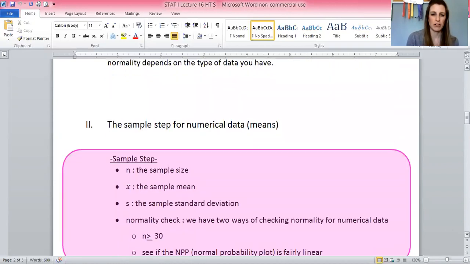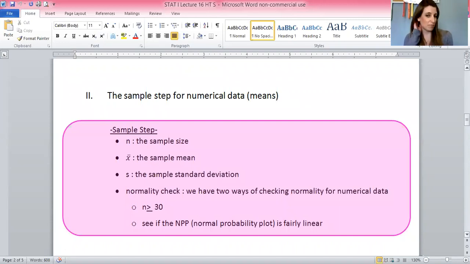So we'll start with numerical data first. So for my numerical data, for my sample step, the 4 pieces of information we need is n, which is my sample size, x bar, which is my sample mean, s, which is the sample standard deviation, and then I need to check for normality. You'll be given the sample size. You'll be told something like in today's example, like we sampled 80 students, okay? And that's your sample size.